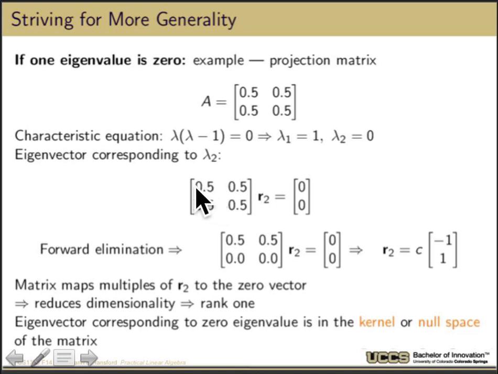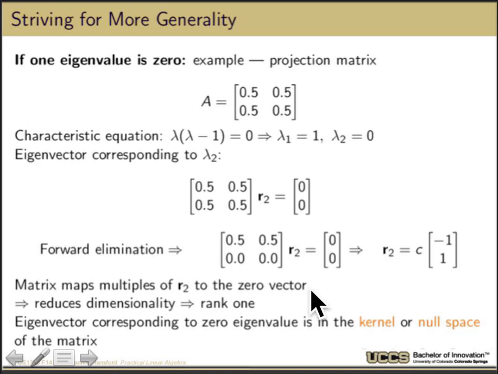we put in 0.5, 0.5 R2 equals 0, 0, because we just put minus lambda, or minus 0, down the diagonal, so it didn't change anything. We have to do, again, Gaussian forward elimination. We're going to get 0.5, 0.5, 0, 0 times R2 equals 0, and R2 is equal to C times minus 1, 1. Okay, so this map multiplies R2 to the 0 vector.